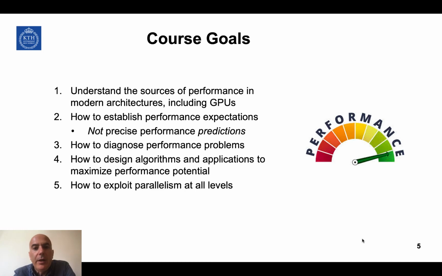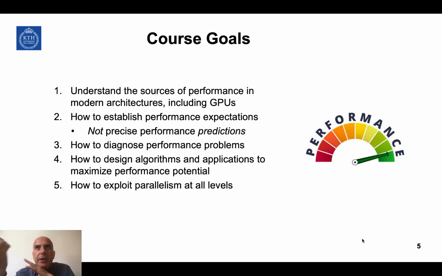So we have five course goals overall. The first one is to understand the sources of performance in modern architectures, including GPU architectures. The major question here: how do you get the maximum performance given a certain CPU, certain GPU, or a certain supercomputer? We will also learn how to establish performance expectation, right?